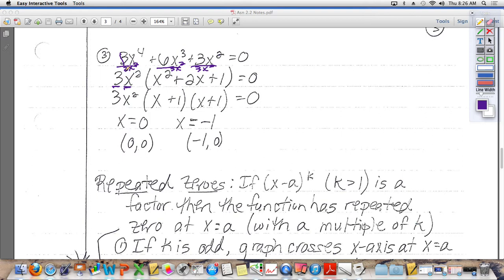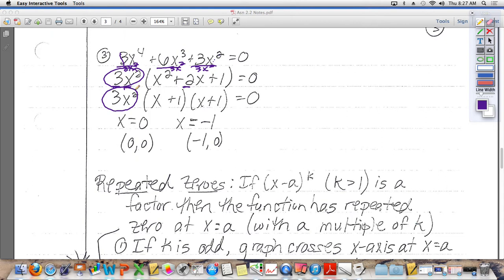6 divided by 3 gets me this 2 right here. X cubed divided by x squared just gets me an x. And then 3x squared divided by 3x squared is 1. So I have a 3x squared. Don't forget to bring that down with you. And that's going to give you a 0.